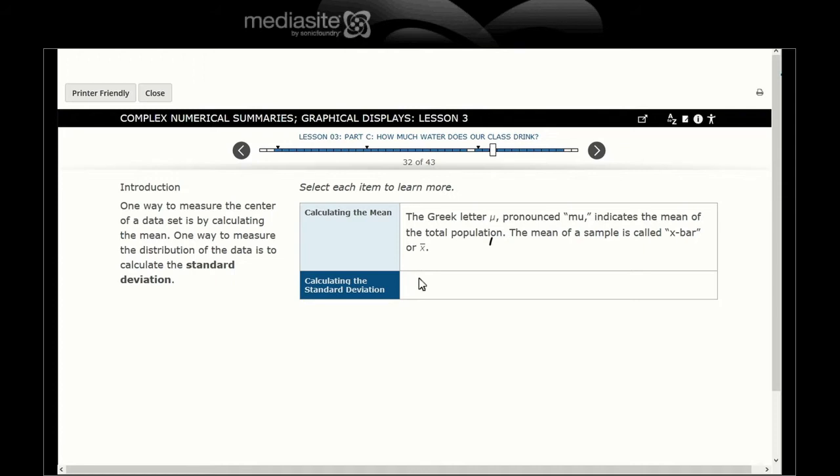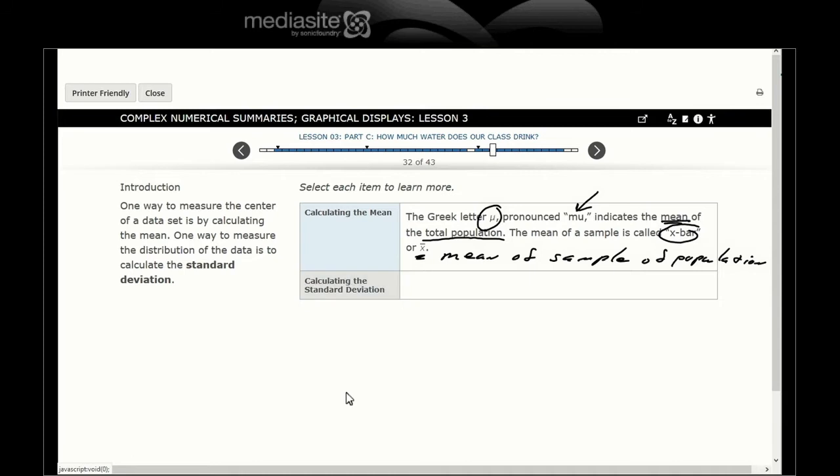One way to measure the center of a data set is by calculating the mean. The mean is basically two items; we have two letters we use. We use a Greek letter pronounced mu, and that is the mean of the actual population that we're looking at. Then we have x bar, which is the Latin letter, and it is the mean of the sample of the population. So mu is the mean of the actual population. X bar is the mean of the sample that you took from that population.